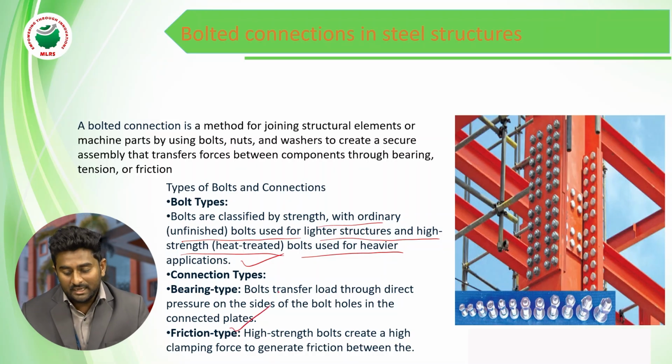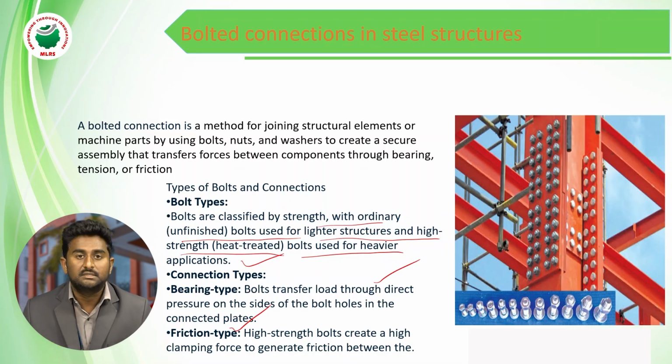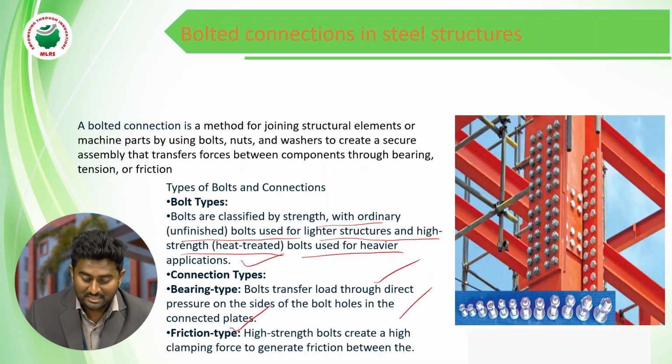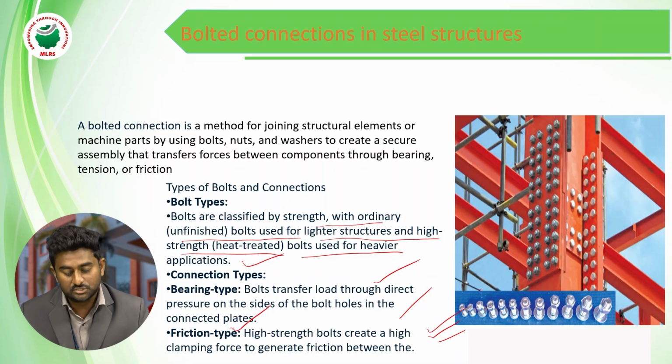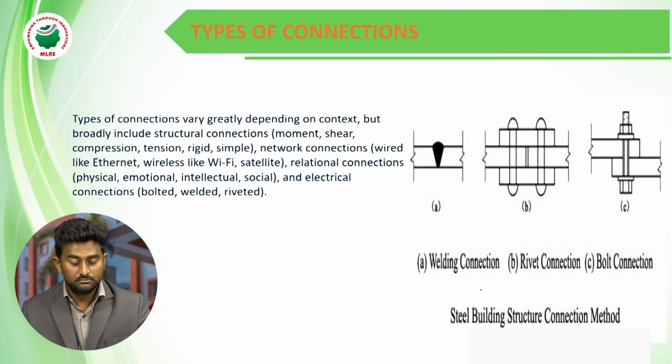Now coming to the bearing type of bolts. Bearing type bolts transfer load by direct pressure from the steel members onto the holes in the connected plates. Next, coming to the friction type. High strength bolts create a high clamping force to generate friction between the two connected plates. That type of connection is known as friction type.